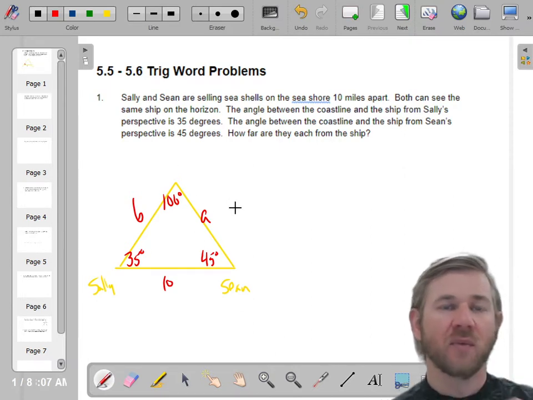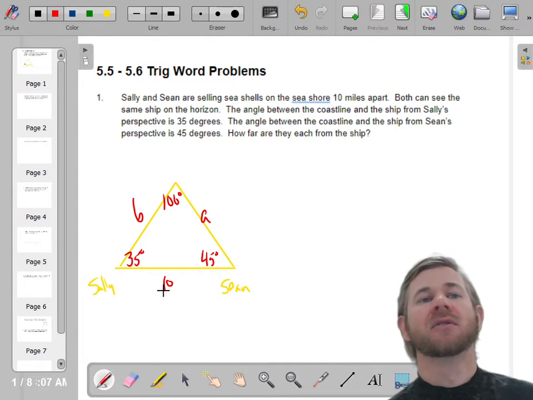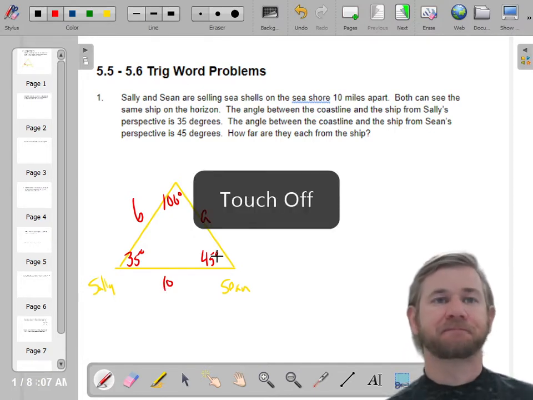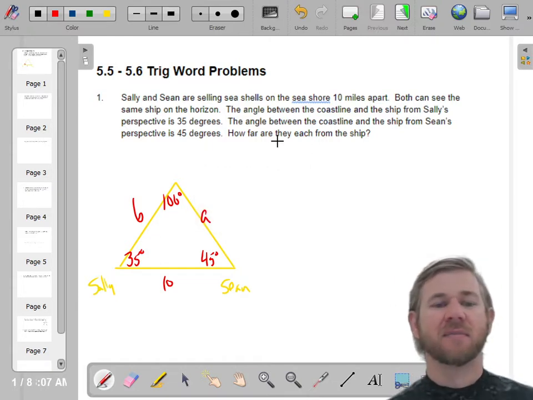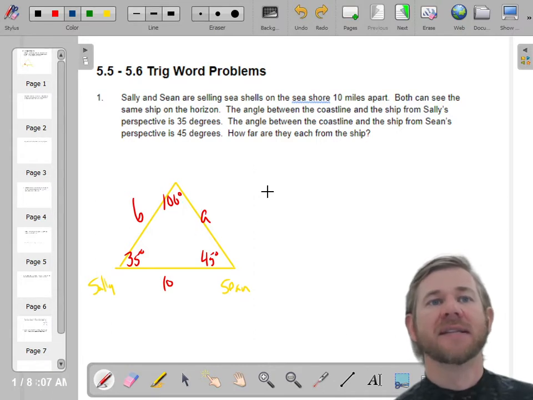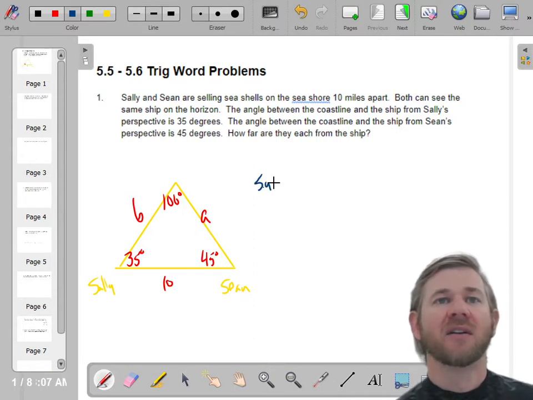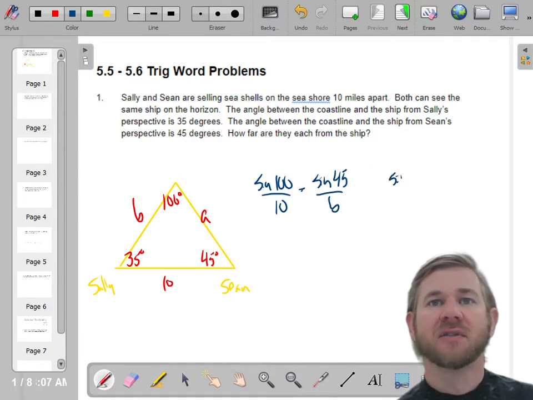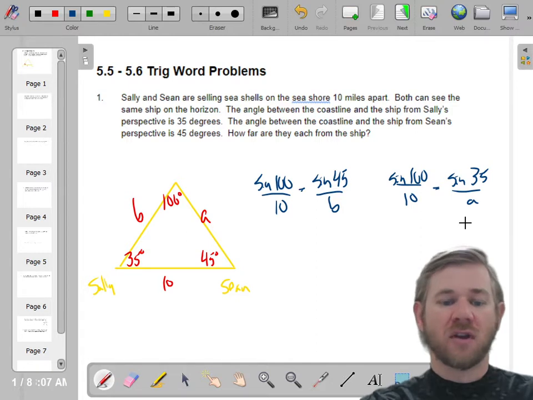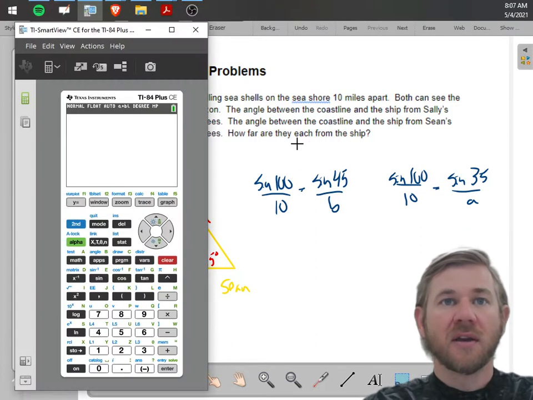So that's cool. Now, think about what info we have. Angle, side, angle, or you could think of that as angle, angle, side. Either way, it's the same thing. We have an angle-side pair, so we can do law of sines. So I'm going to say the sine of 100 over 10 is the sine of 45 over b. And also the sine of 100 over 10 is the sine of 35 over a. Now if I cross multiply and divide, I can get my two values.